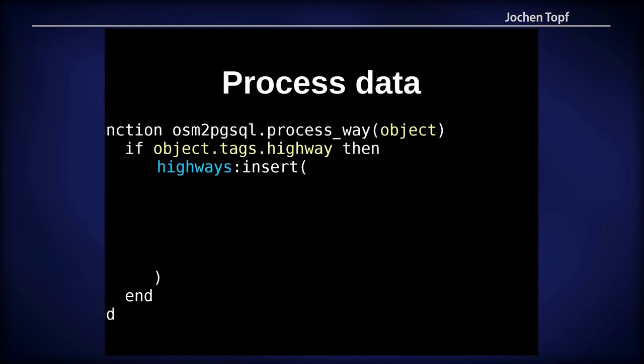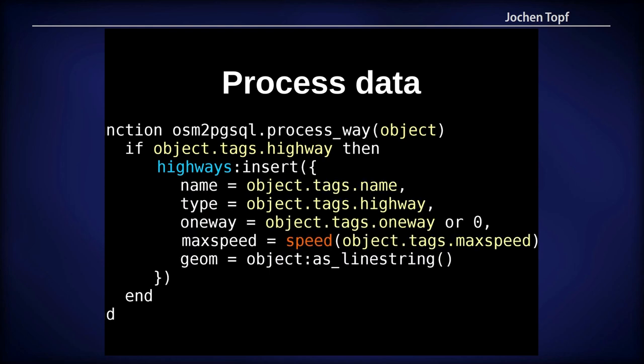And for instance, here's an example. You'll get the OSM object. You check if it has a highway tag, then you insert it in the highway table. You can then say exactly what data goes into what column. And what's interesting here is, okay, the name tag goes in the name column. The highway type goes in the type column.